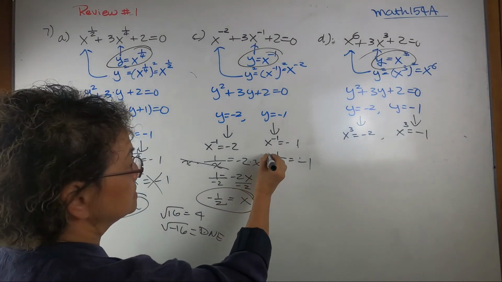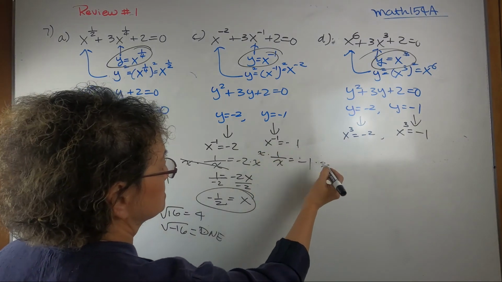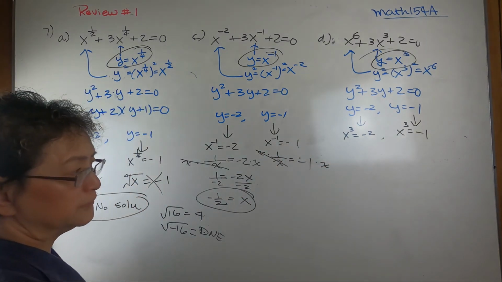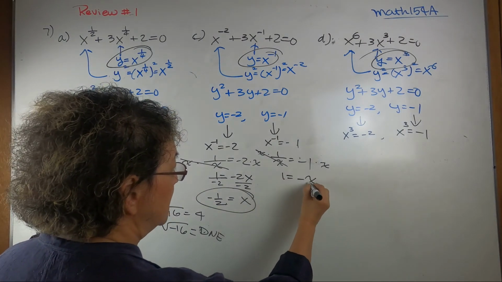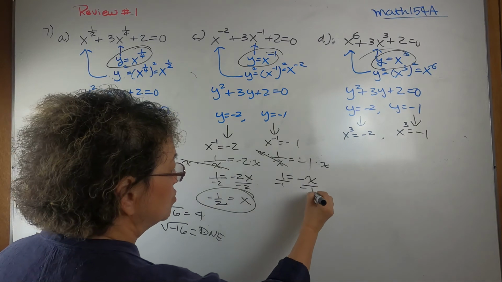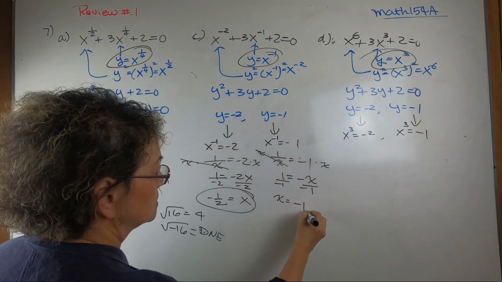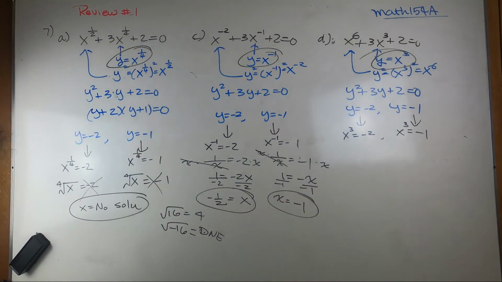Then for this one, multiply by x, okay? So you get rid of fractions this way. So 1 equals -x, divided by -1. X is what? -1, right?